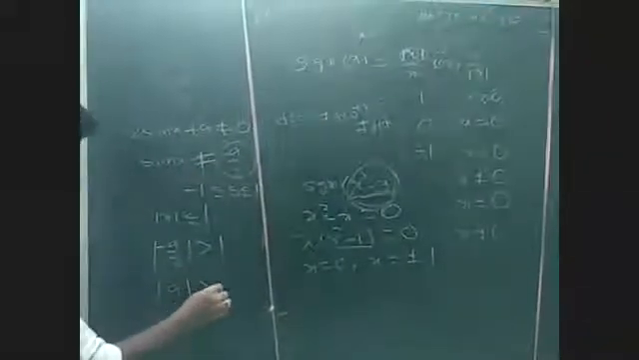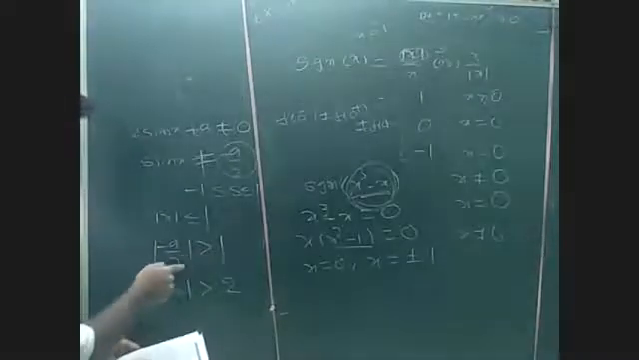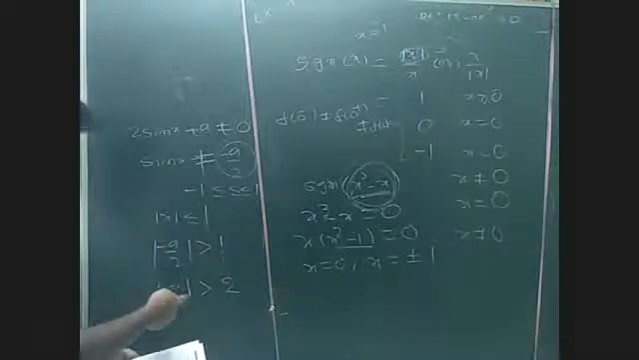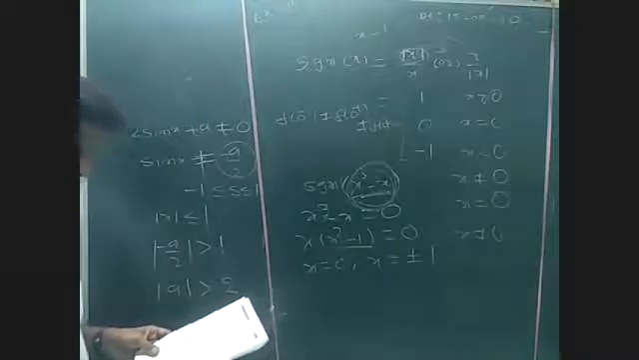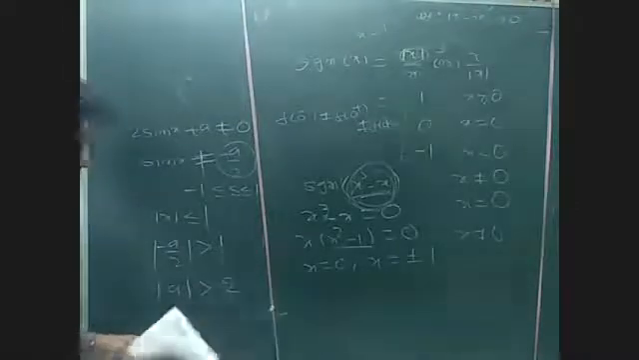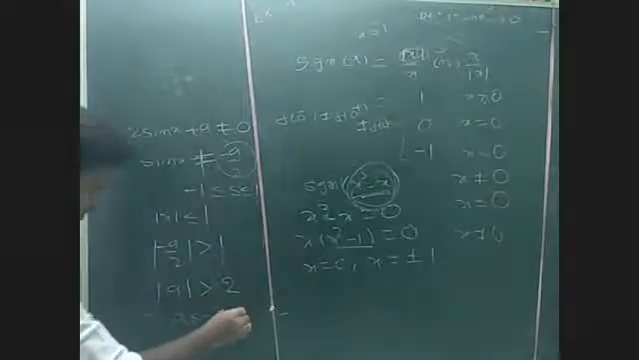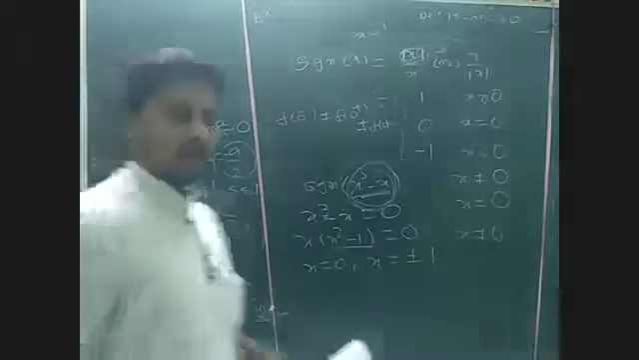So this a should be greater than 2. You can cross multiply; 2 is a constant, 2 into 1 is 2. Modulus of minus a becomes plus a. So what is the answer here? The answer is the second option. Modulus a greater than 2 means either a is less than minus 2 or a is greater than 2.